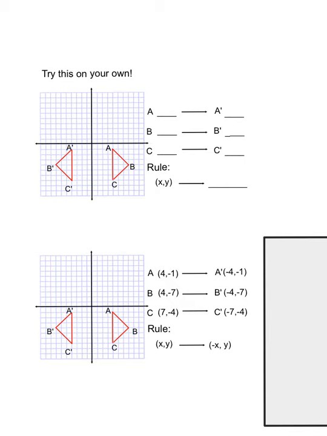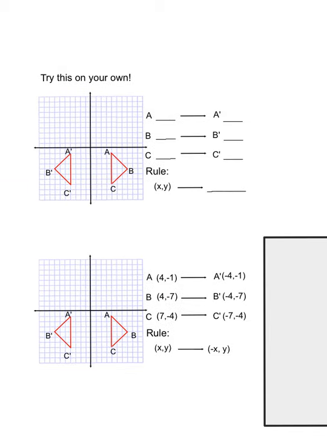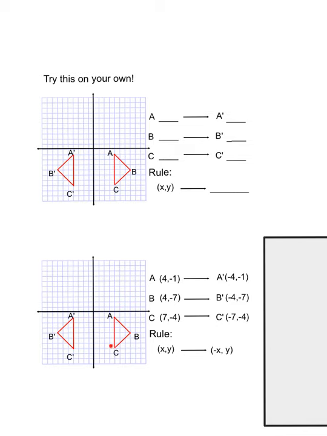If we look here, we see that this image on the right is our pre-image, and it's getting reflected over our y-axis to this image on the left. We know that this is our new image because we have those primes.